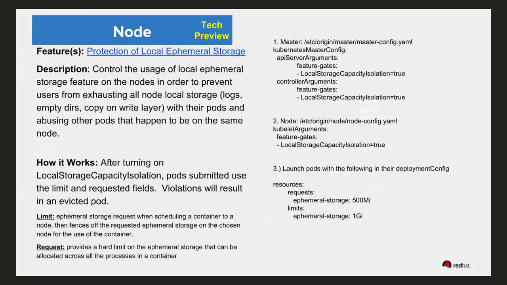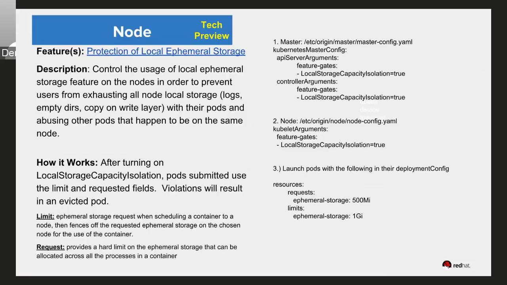Yep, so this is another feature here in Kubernetes 1.10 that we're getting in OpenShift 3.10, around protection of local ephemeral storage. Many folks know Kubernetes can schedule CPU and memory. We discussed how new in this release it can also schedule huge pages. But another major item that had been missing that is now available is the ability to schedule ephemeral storage.